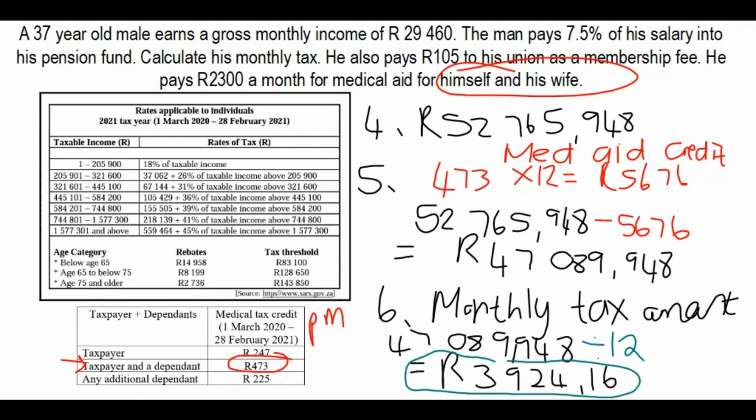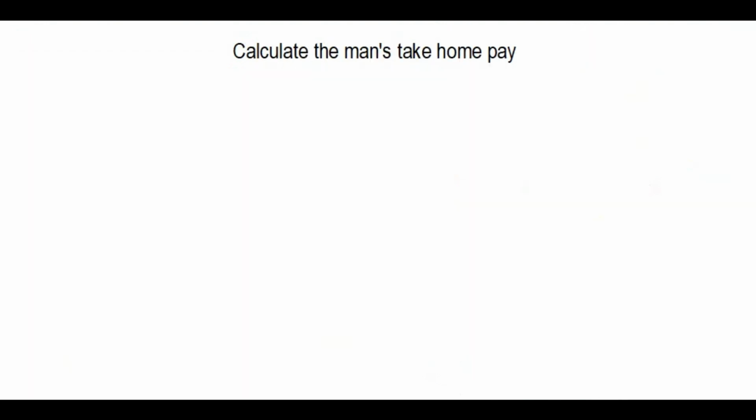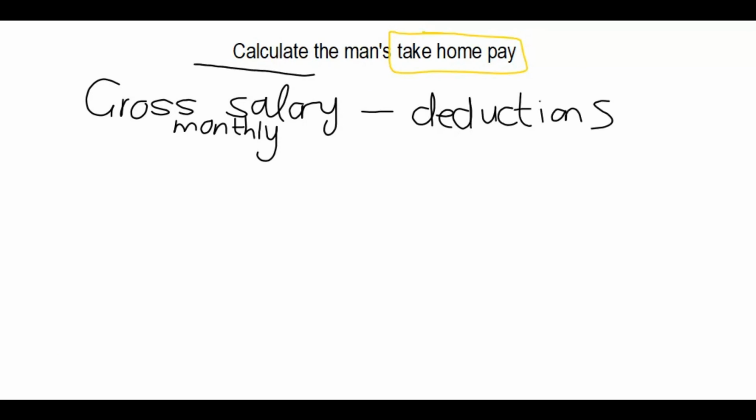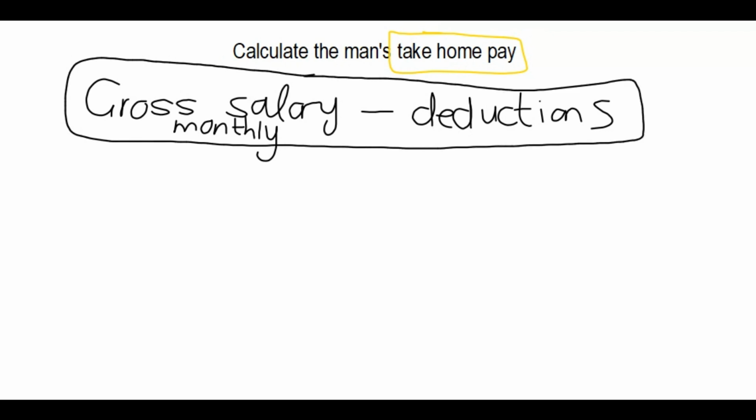Now in the next question, there is another question. It says, calculate the man's take-home pay. How do you get take-home pay? You want your gross salary, the gross annual salary, the gross monthly salary. In this case, you can do monthly because you want to know what he takes home every month, minus all your deductions. Whether it's taxable or not, we want to see what he gets out if you subtract all his deductions. So we will now start with the gross salary that he gets, the monthly one.